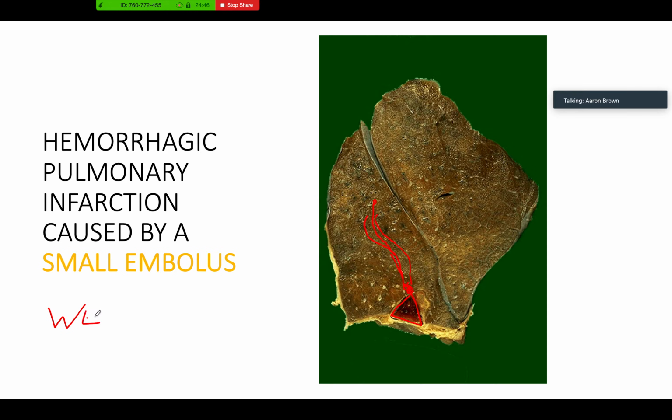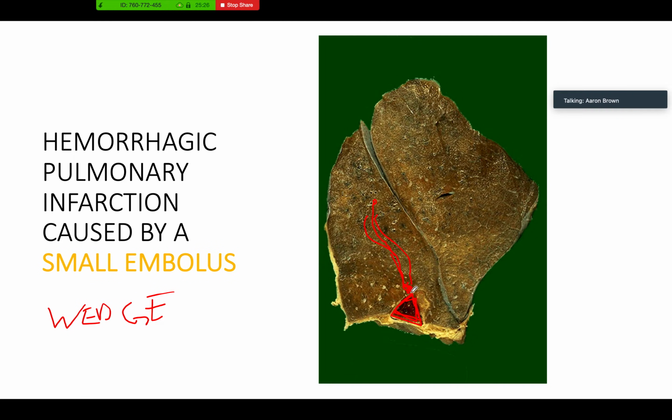Wedge, W-E-D-G-E, wedge infarct. And that just means a basically triangular shaped infarct. That just means we have that small area of lung tissue lost its blood supply. Okay, so this would be a pulmonary embolism, just like you've learned in the past, typically coming from one of those deep venous thrombi in the legs and then migrating through the venous system, through the inferior vena cava, through the right atrium, through the right ventricle, and then into the pulmonary artery, into the arterioles, and then getting obstructed here in the lung.